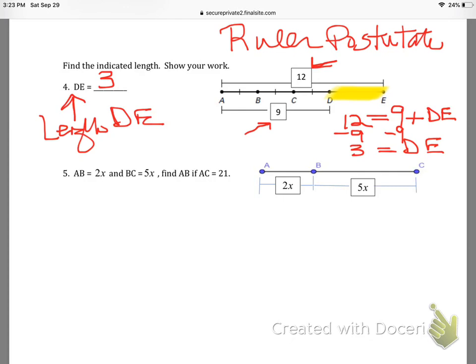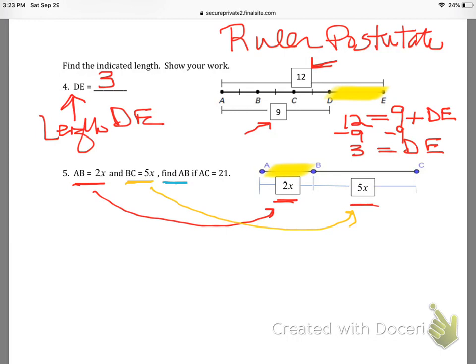Okay, question 5 has us use the ruler postulate as well, but now we've introduced some variables instead of number values. Same process, but we're going to read the question. They told us that AB is 2x, and they labeled that for us. Next, they told us that BC is 5x, and they've labeled that for us. Lastly, they're asking us to find AB. So which length is AB? Looks like it's this length right here.